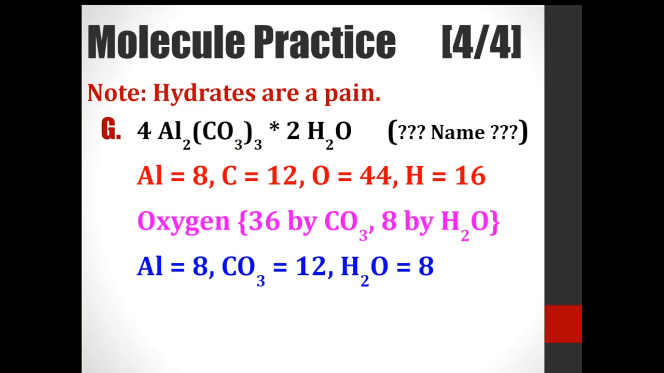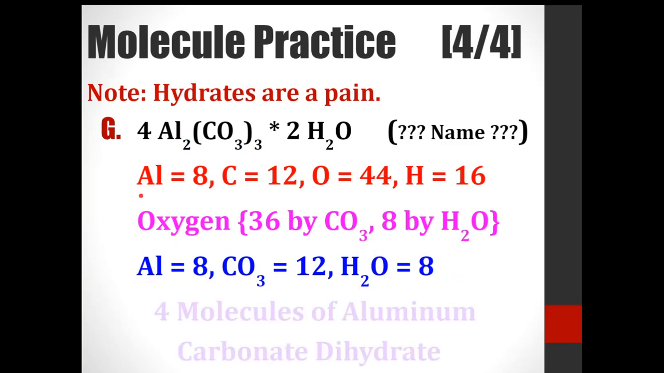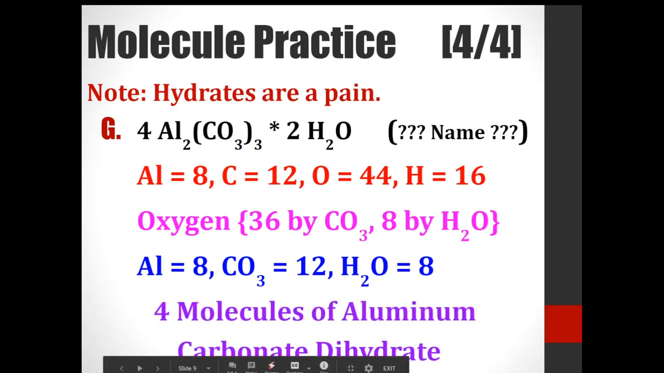So there you go. And again, if you kept it in its chunks, you could have answered it like this: 8 aluminums, 12 carbonates, and 8 hydrates, or 8 waters, also works. So you either break it down by element or you break it down by chunk. I don't care, either works. 4 molecules of aluminum carbonate dihydrate.